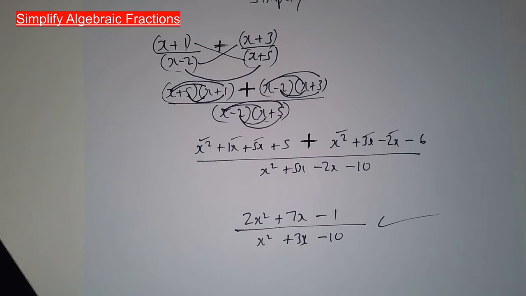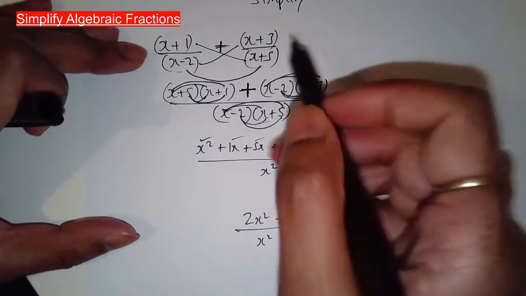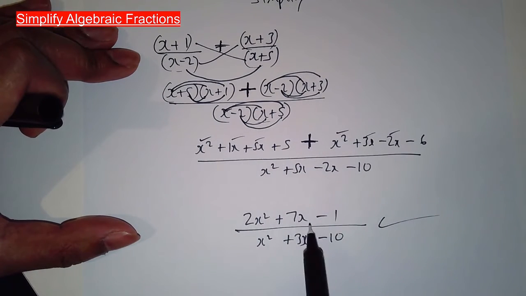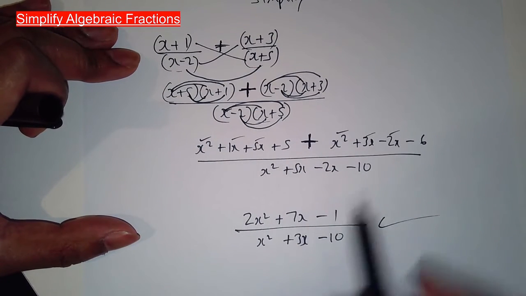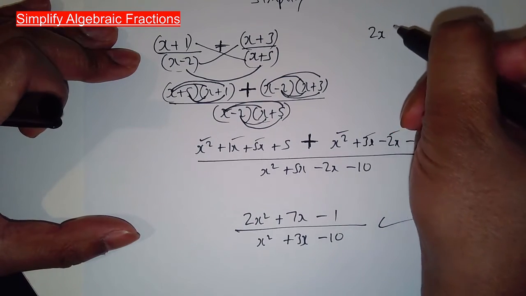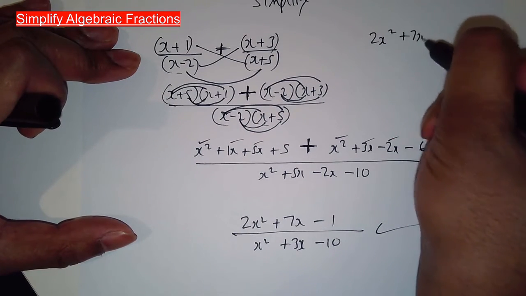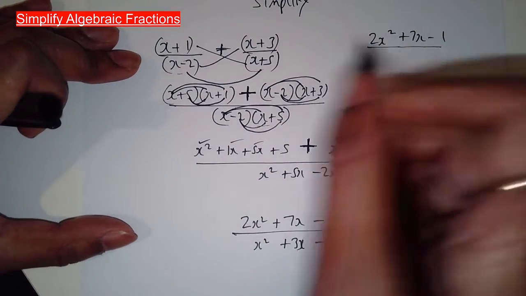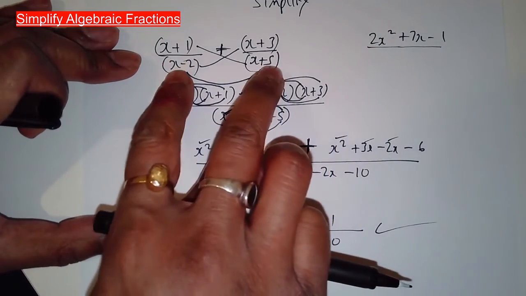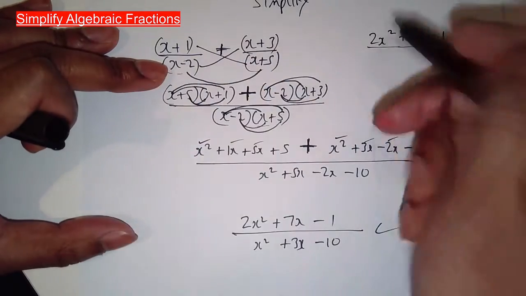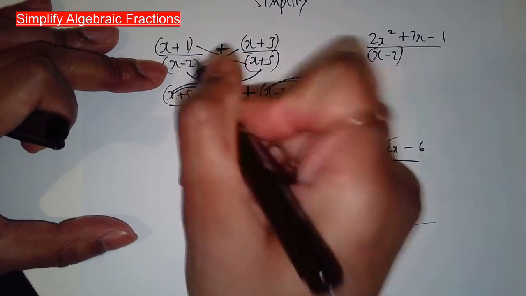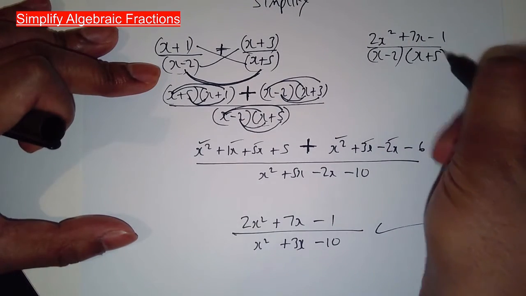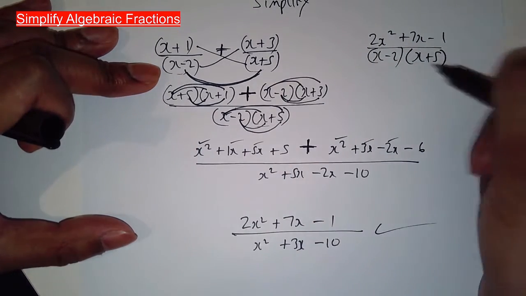Right, I've seen some textbooks do this. They obviously simplify the numerator like I've done here. So I've done the simplification of the numerator. But then they keep the denominator as it is. They don't expand the brackets, so they keep it as x minus 2 multiplied by x plus 5. So some books will simplify that as this.